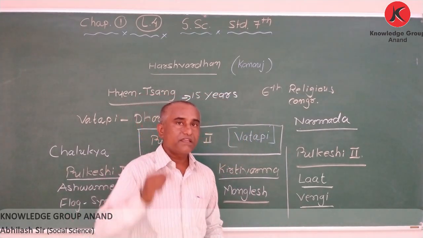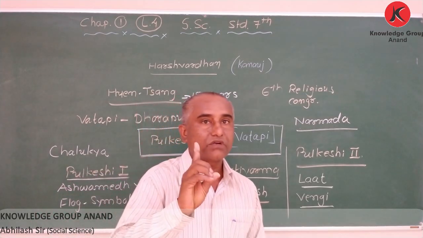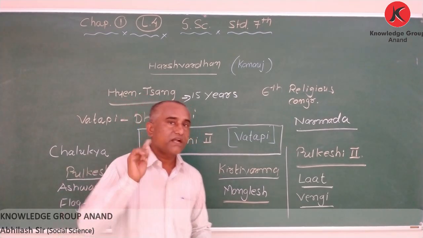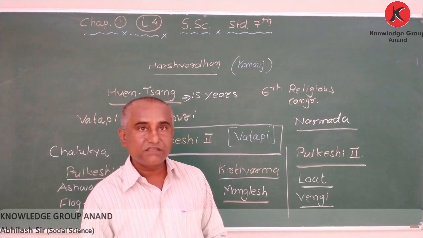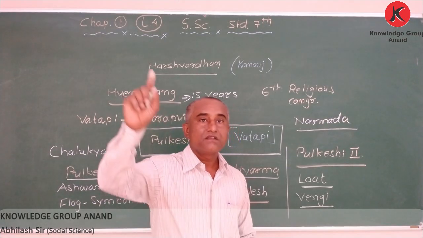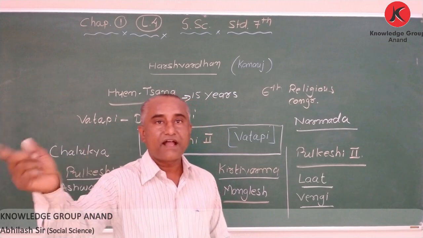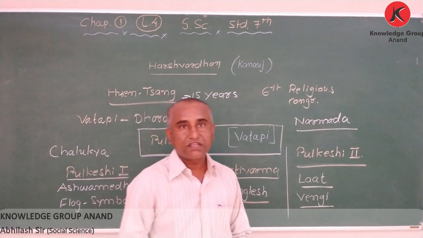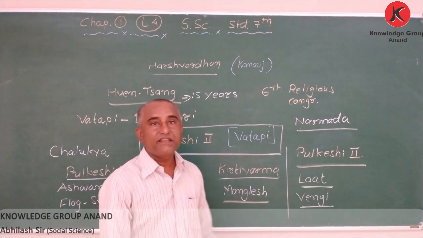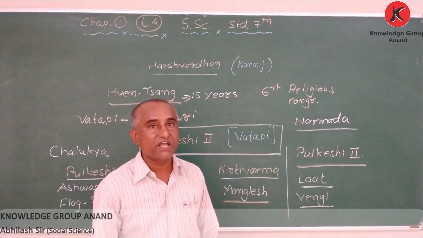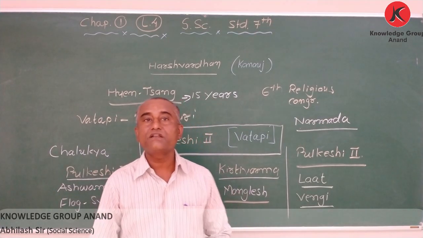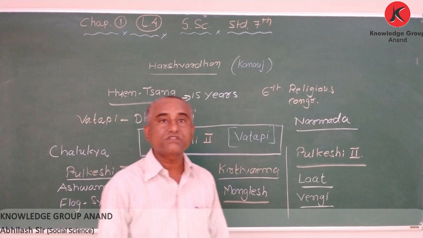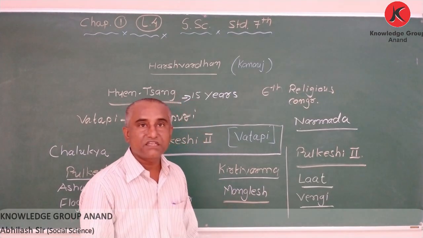Do you know in which area we live? I am not saying the city or the name of a village, I am saying the area. We are living in the Charotar area. Charotar area means the area lying between the two rivers Sabarmati and Mahi. Similarly, the Vengi area means the area between the rivers Godavari and Krishna, and it was captured by him. At present, I think it is in Andhra Pradesh.